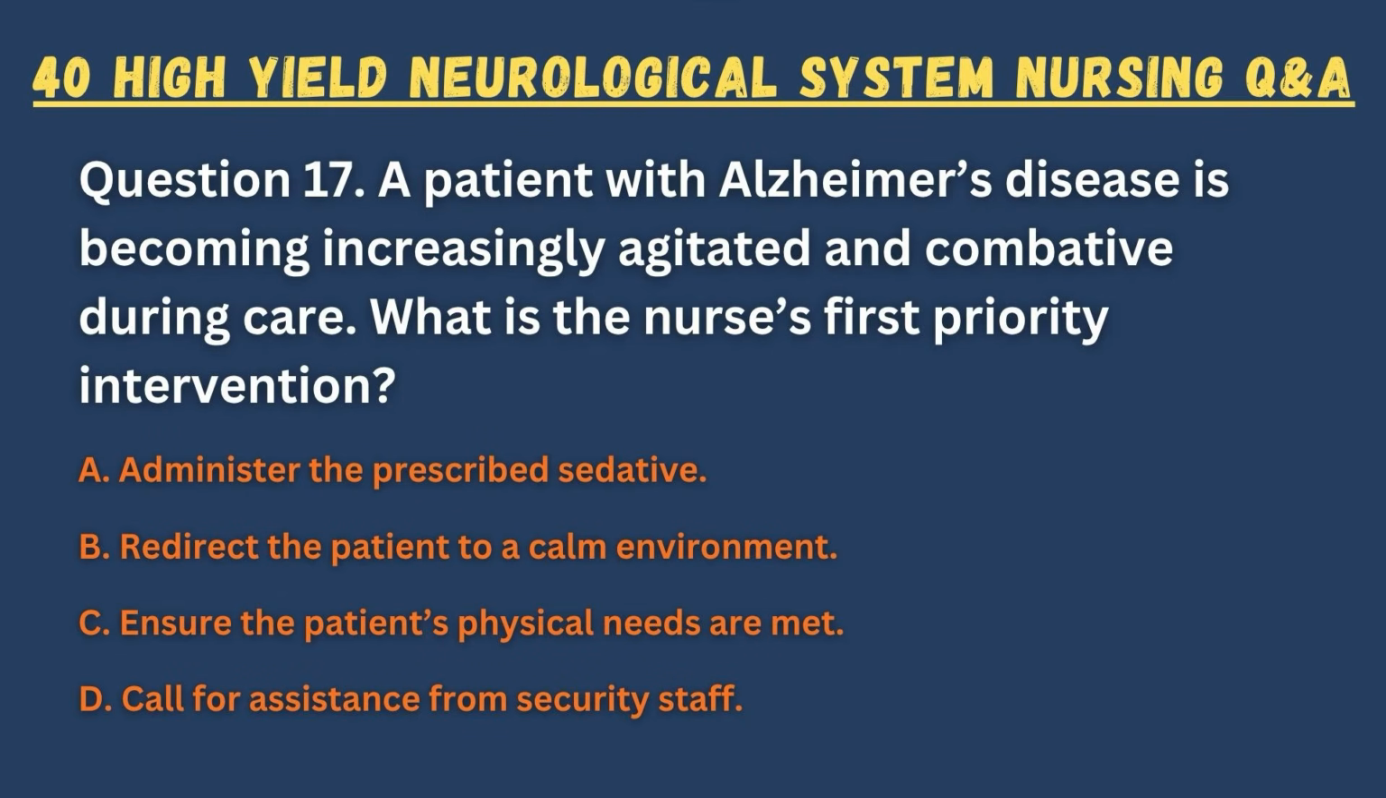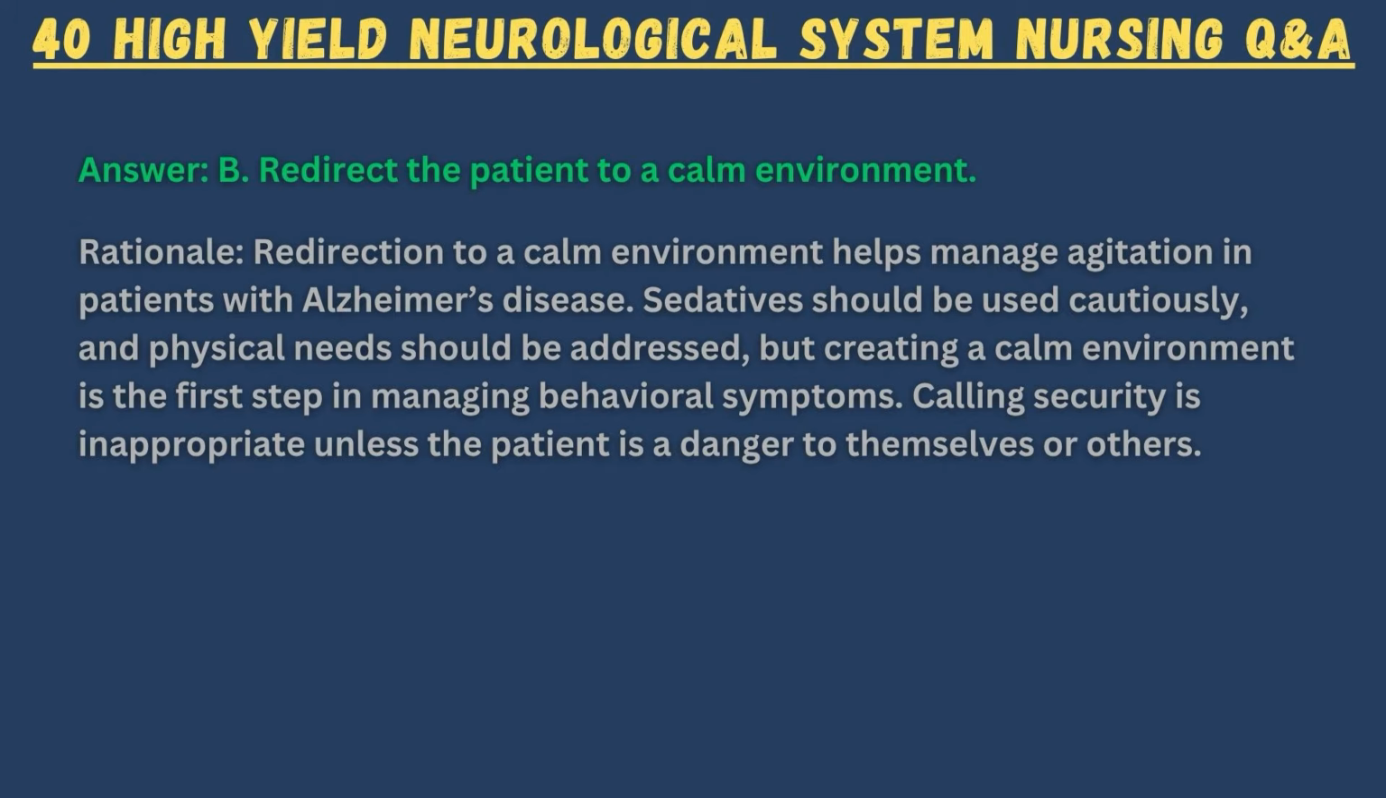Question 17. A patient with Alzheimer's disease is becoming increasingly agitated and combative during care. What is the nurse's first priority intervention? A. Administer the prescribed sedative. B. Redirect the patient to a calm environment. C. Ensure the patient's physical needs are met. D. Call for assistance from security staff. Answer. B. Redirect the patient to a calm environment.